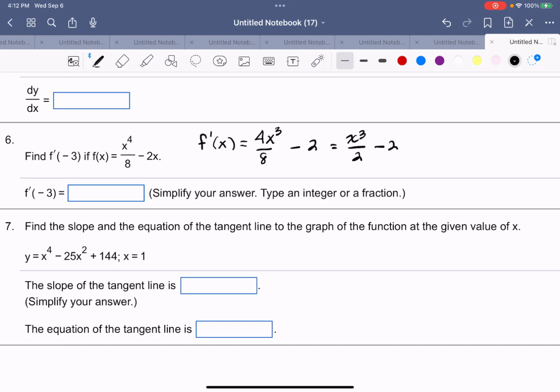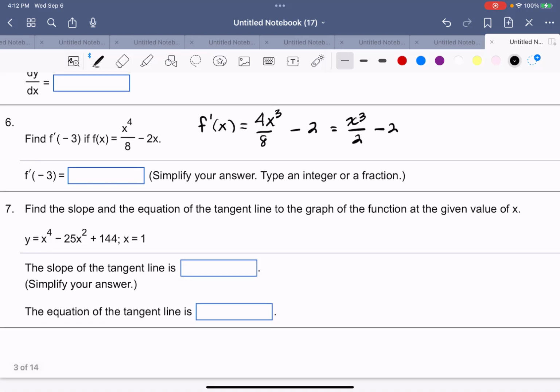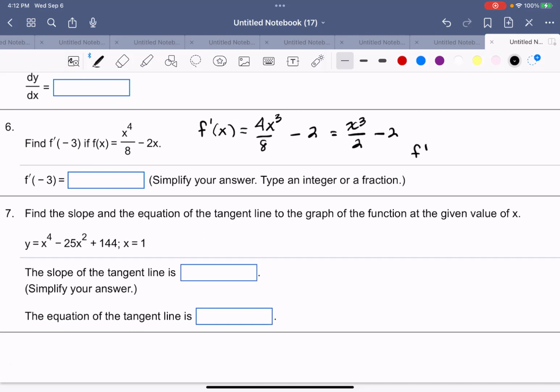Now we can substitute. f prime of -3 will be (-3) to the 3rd divided by 2 minus 2. And anytime you substitute a negative number, you should put parentheses around it, because if that exponent is even and you put it in your calculator, you will miss it. Okay? So anytime you substitute a negative number, put it in parentheses.